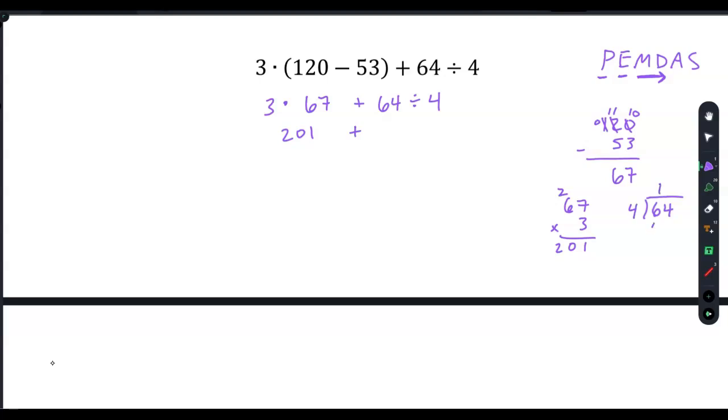4 goes into 6 one time, which is 4. Subtract, they get 2. Bring the rest down, and 4 goes into 24 6 times evenly. So this is 16. And then finally, I'm ready for my addition and subtraction step, which I do together from left to right. In this case, there's only one thing left to do, which is to add these, and I get 217.